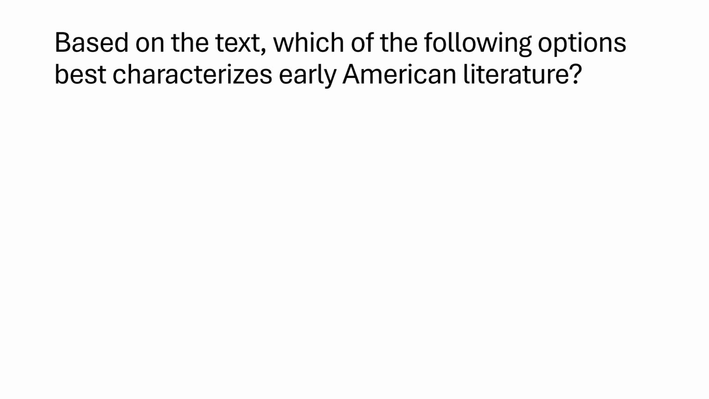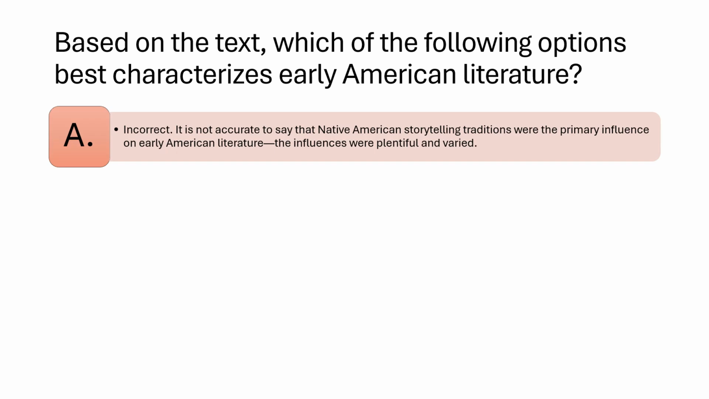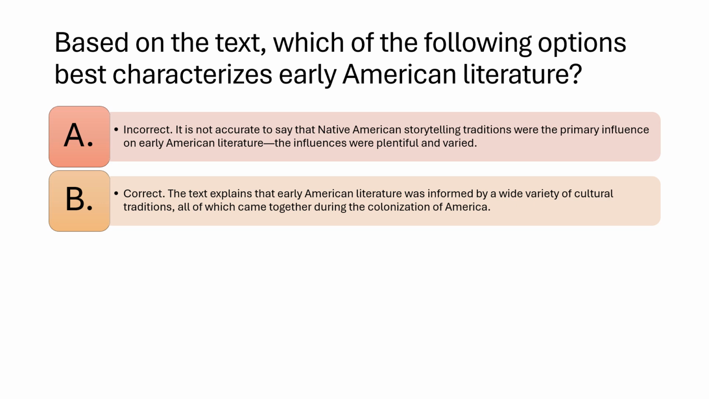Based on the text, which of the following options best describes early American literature? A is incorrect. It is not accurate to say that Native American storytelling traditions were the primary influence on early American literature. The influences were plentiful and varied. B is correct. The text explains that early American literature was informed by a wide variety of cultural traditions, all of which came together during the colonization of America.